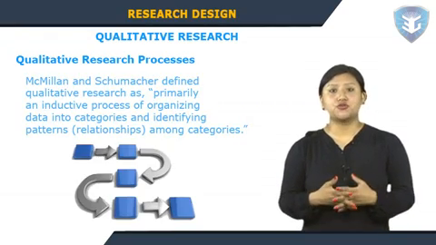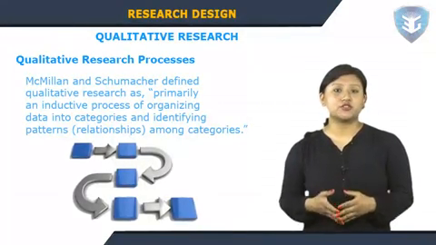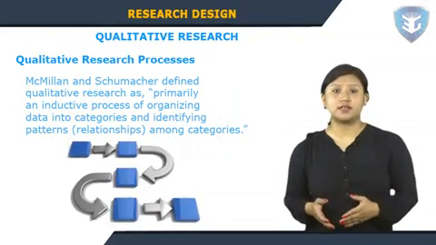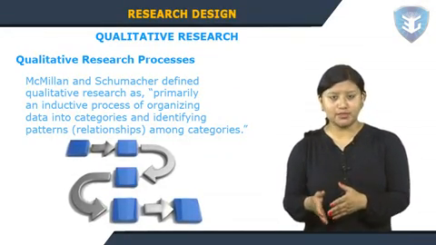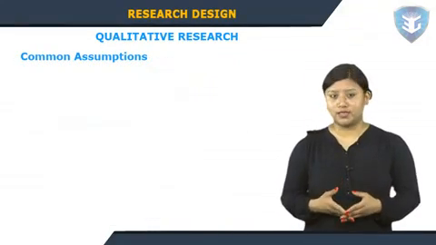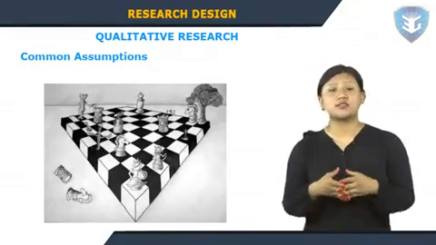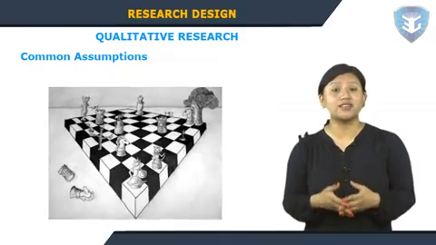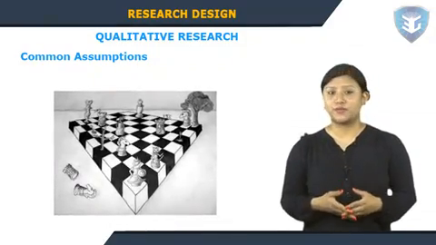Qualitative research processes. MacMillan and Schumacher defined qualitative research as primarily an inductive process of organizing data into categories and identifying patterns or relationships among categories. Common assumptions. Qualitative research as a strategy is predicated on underlying assumptions and perspectives.